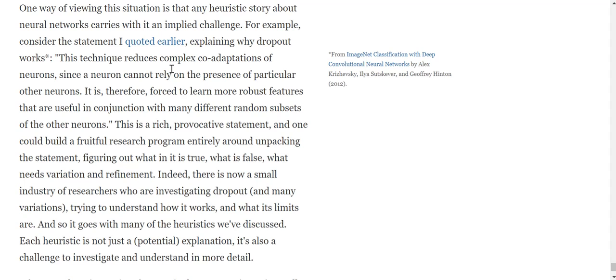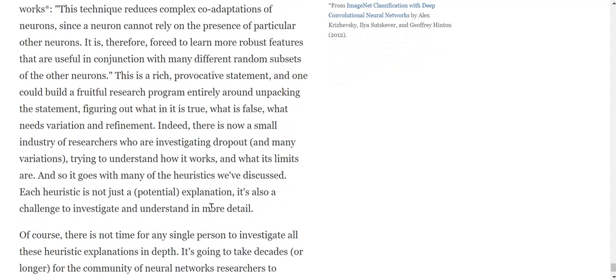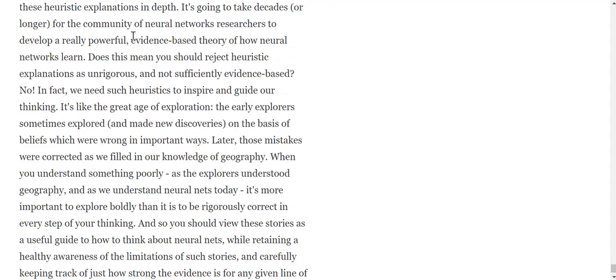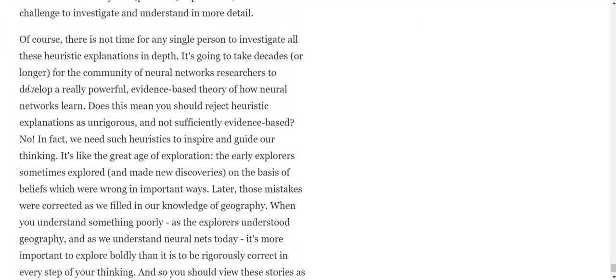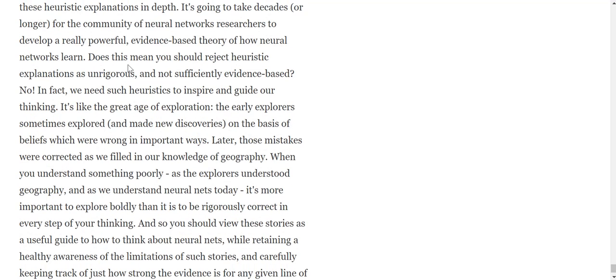Indeed, there is now a small industry of researchers investigating dropout and its many variations, trying to understand how it works and what its limits are. And so it goes, just as with other papers and other heuristics we've discussed. Each heuristic is not just a potential explanation; it also brings about a set of challenges. Of course, there is not enough time for a single person to investigate all of these explanations in depth. It's going to take decades for the entire community to get an evidence-based theory of how neural networks work.